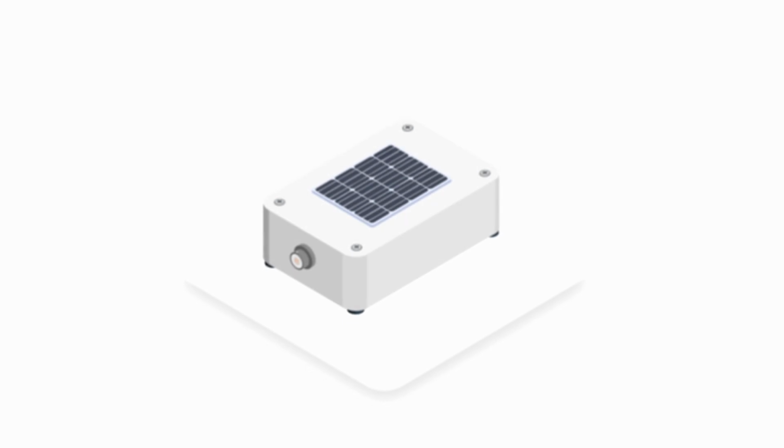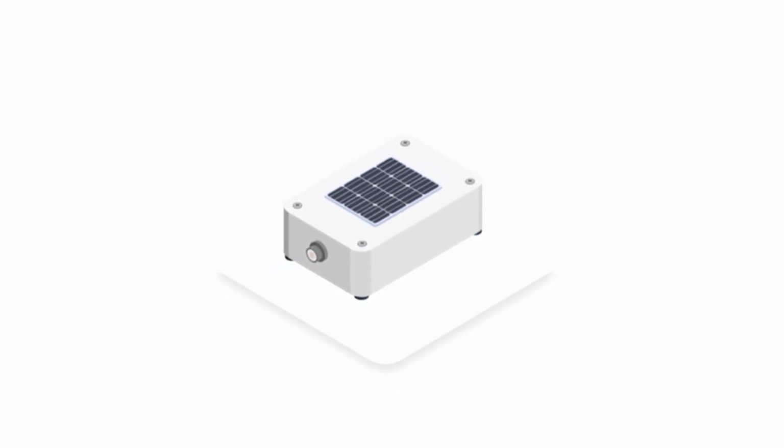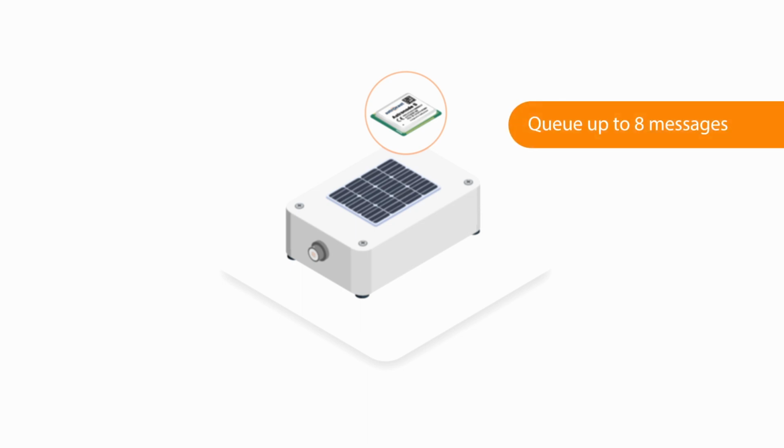Now that we have covered the basics, let's see how your data travels through the Astrocast network to arrive at your backend. As and when your device collects the data, it can store it in the message buffer of the Astronaut S. You can queue up to 8 messages, each of 160 bytes, plus an optional 8 bytes that can be used for adding geolocation.